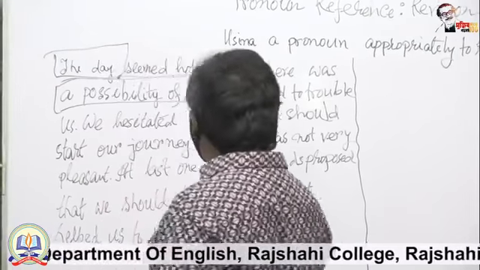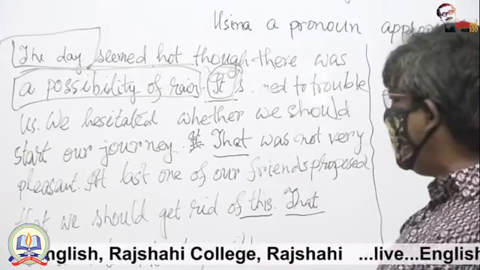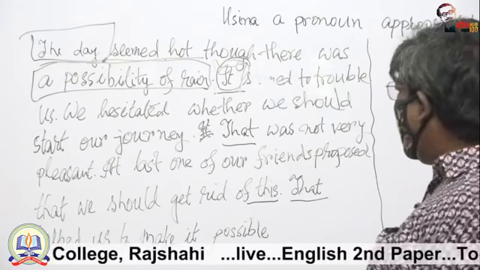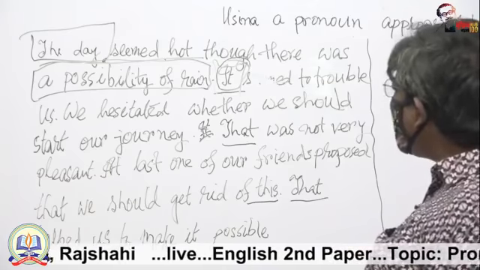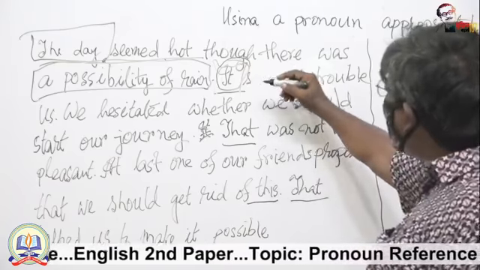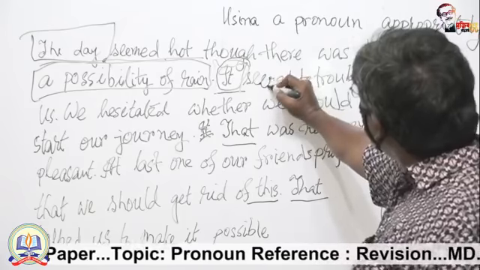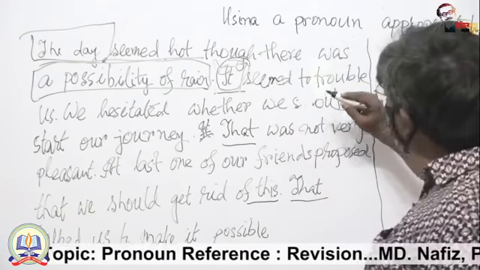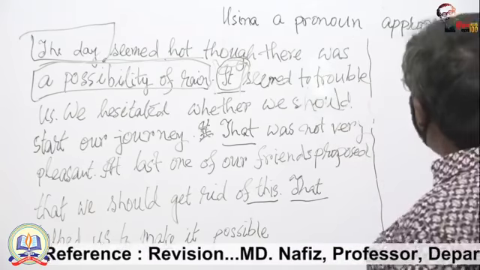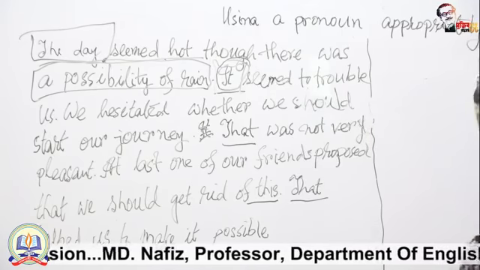The pronoun it must refer to either of the noun or noun phrases in the previous sentence. The day or a possibility of rain. Whether the day seemed troubling us, or whether the day troubled us, or the possibility of the rain troubled us. Which one?